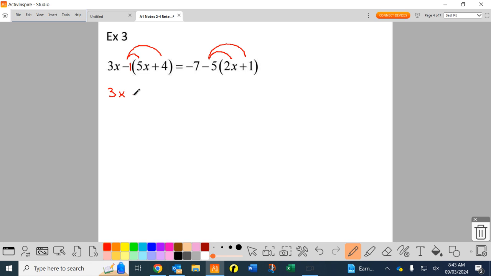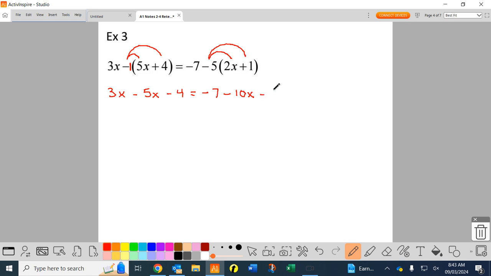And on the other side, I'm going to bring down the negative 7. Can't do anything with it. Then I'm going to multiply negative 5 times 2x is going to be negative 10x. And then negative 5 times 1 is going to be negative 5. Now I've got like terms on both sides, guys.